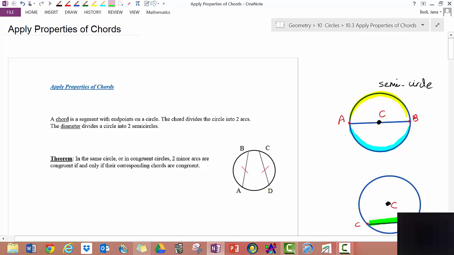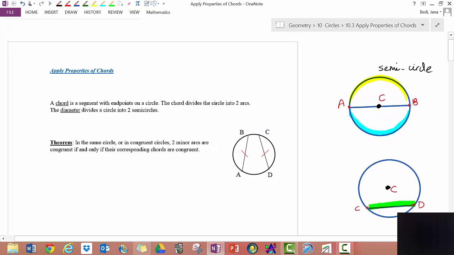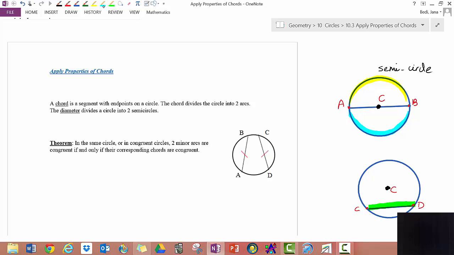In contrast, a chord that is not a diameter will create a major arc and a minor arc, and you can pretty much figure out just even by eyeballing which one the major arc is and which one the minor arc is. So take a guess. What do you think this one is? I think it is major, and we will talk about the definition of major and minor arc. So here we go. Let's choose that color, and this is a minor arc.